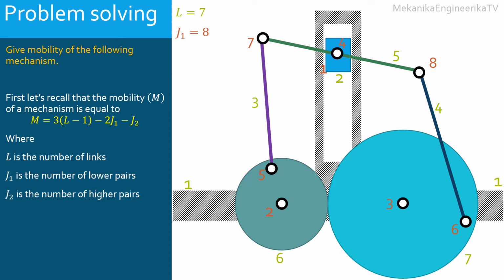The higher pairs, or the pairs allowing 2 degrees of freedom, are cam joints or gear joints. Here we have 1 gear joint between the 2 gears. Thus J2 is equal to 1.